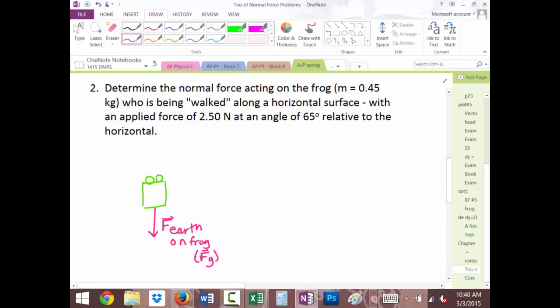What other things do you have acting on the frog? What else is acting on the frog? The force of the floor on the frog. The force of the floor, the ground, or whatever it is that I'm walking him on, right? Where does that one push? Up. Perpendicular to the surface. So here is my surface, and it's going to push up perpendicular to the surface. So this is the force of the floor on the frog. Cool. Are there any other forces acting on the frog?